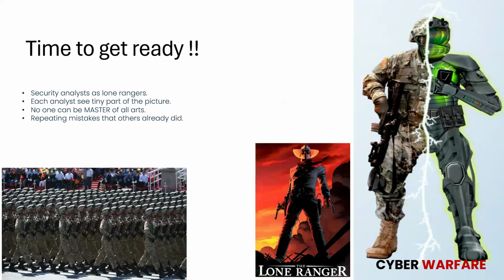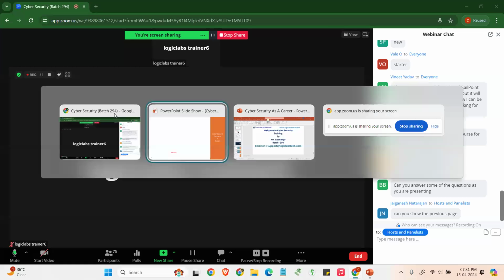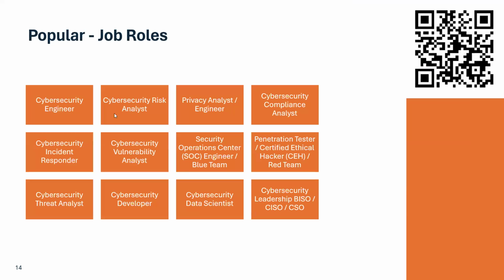Security analysts are mostly, as you know, lone rangers. Each analyst sees only a tiny part of the picture, right? No one can be the master of all arts, and we should not repeat the mistakes that other people have already made. So we should always maintain a healthy relationship between each other. Attackers: here I have already shown you the threat map, right? That is an example of it. So that is about cybersecurity.